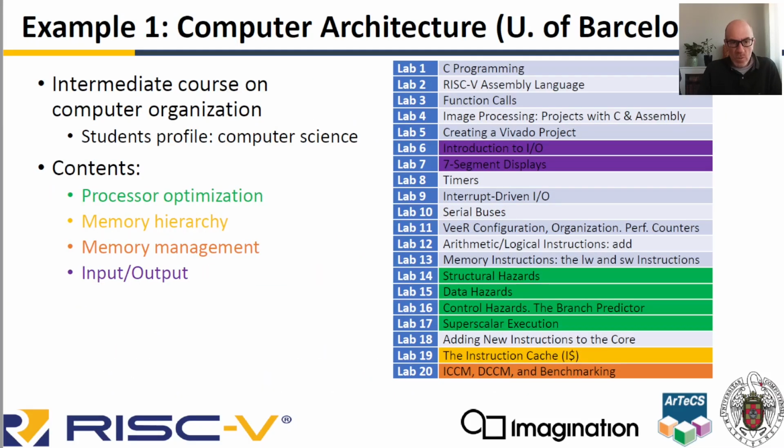The first example we show is Computer Architecture at the University of Barcelona. It's an intermediate course on computer organization for computer science students. They use different RVfpga labs. Specifically, for the processor optimization part, they use labs 14 to 17. For the memory hierarchy module, they use lab 19. For memory management, lab 20. And for the input-output module, they use labs 6 and 7.